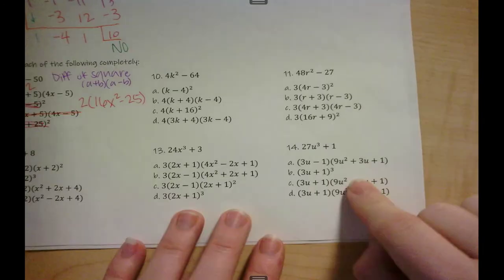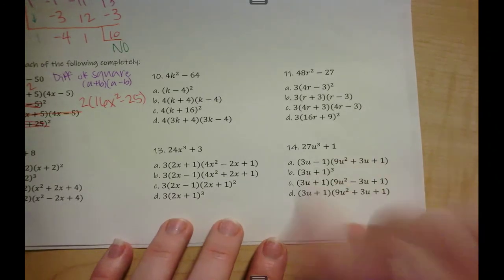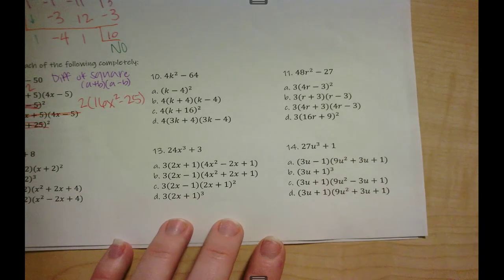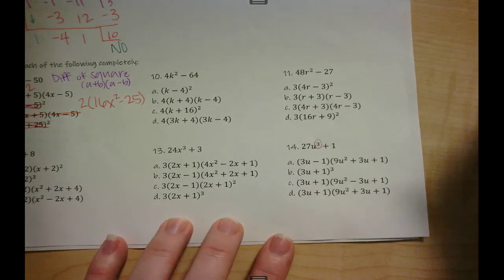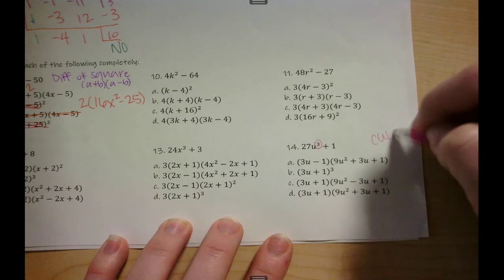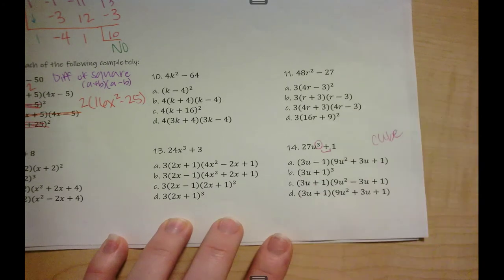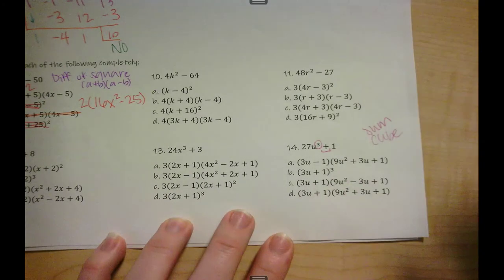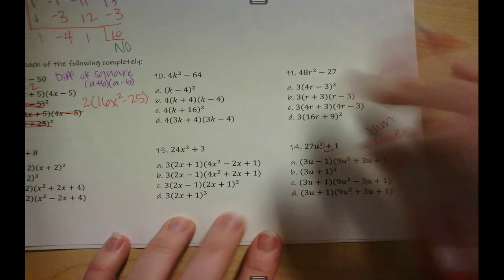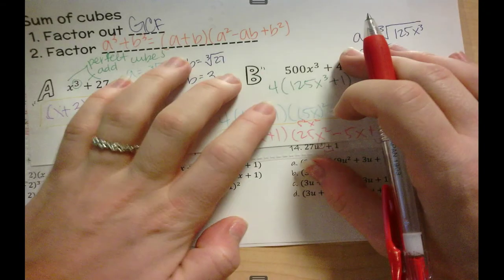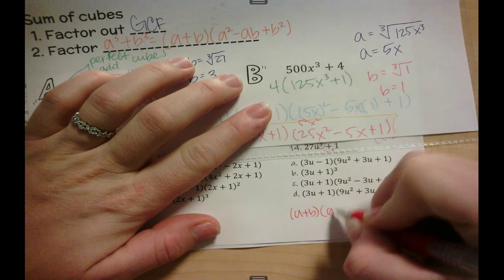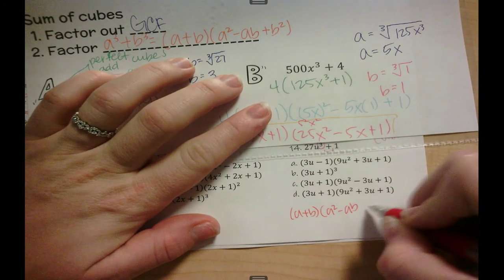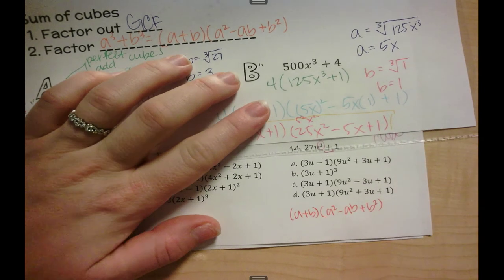Let's look at this one. So identify which kind. We have 3 kinds. Identify what this is. Well, let's see. Our exponent is a 3, so that's cube. And we're adding, so that's the sum of cubes. So what does our answer need to look like? Sum of cubes needs to be a plus b, a squared minus ab plus b squared. Okay.